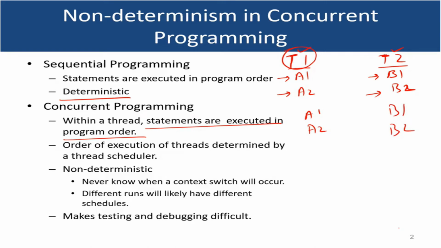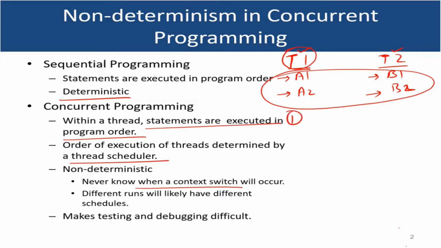So this is deterministic. However, the problem is the order in which the threads are scheduled, that is not determined by the programmer. That is determined by a thread scheduler or by the operating system. Also, we do not know when a context switch will occur for a given thread. So we don't know when, let's say, thread T1 starts executing, but we don't know when it might be suspended or preempted by the operating system. Because of all of these uncertainties, the relative order of execution among all four of these statements A1, A2, B1, B2 is non-deterministic. So here are some example scenarios.